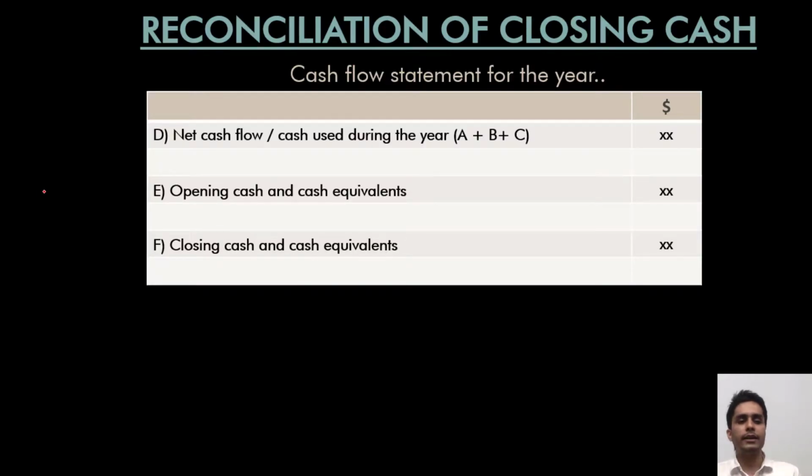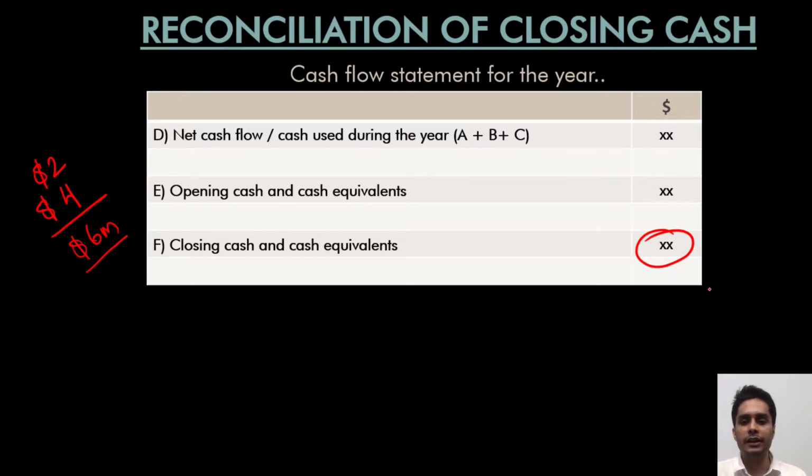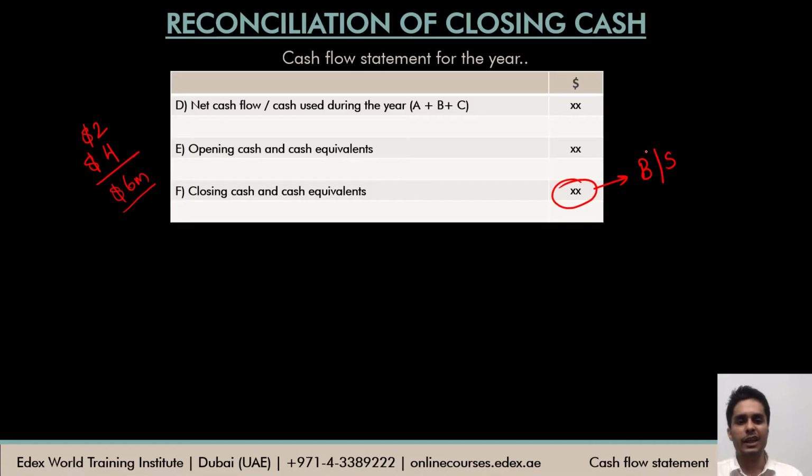If the net increase in cash and cash equivalents, let's say, is $2 million during the year, and the opening cash and cash equivalents is $4 million, obviously the closing cash and cash equivalents has to be $6 million. So the net change in cash is added to the opening to arrive at the closing cash and cash equivalents, and this closing figure is reconciled with the closing cash and cash equivalents as per the balance sheet to make sure that these two figures are the same. If they are the same, it more or less indicates that you've not made any calculation mistake while preparing the cash flow statement.